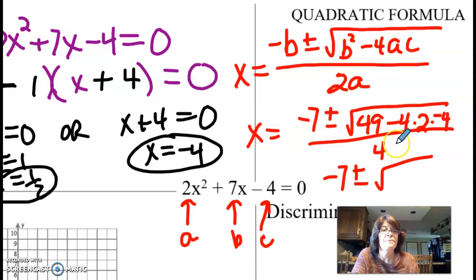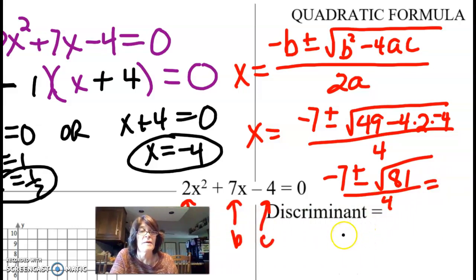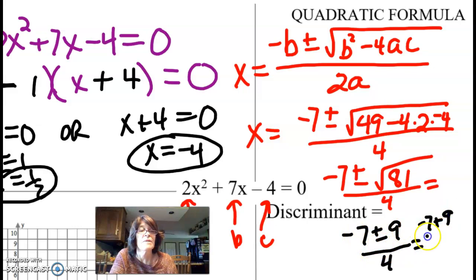That's really 49 plus 32. That's 81, all over 4. So I end up getting negative 7 plus or minus 9 all over 4. So let's do both of those. First, take negative 7 plus 9, put that over 4, and then take negative 7 minus 9 and put that over 4. Negative 7 plus 9 is 2. 2 over 4 is a half. Great.